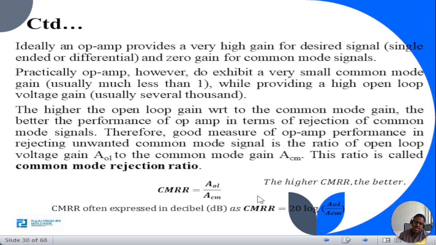Also, unwanted signals are measured in decibels. So CMRR is often expressed in decibels as CMRR equals 20 log of open loop gain over common mode gain.